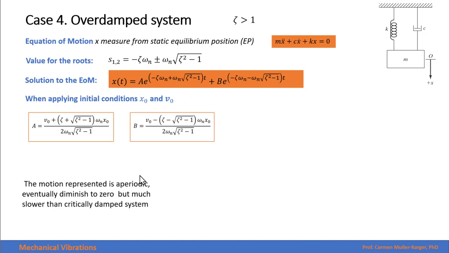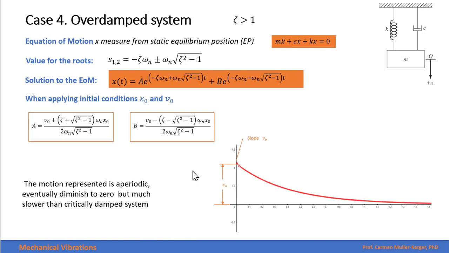The motion represented is aperiodic, not oscillatory, and it diminishes in time to 0, but much slower than the critically damped system. If we graph this expression, it looks something like that. The slope at the beginning represents the velocity. This is the initial displacement, and it will go to 0 with an exponential, but much slower than the critically damped system.